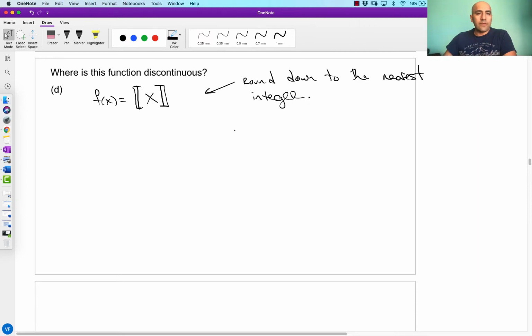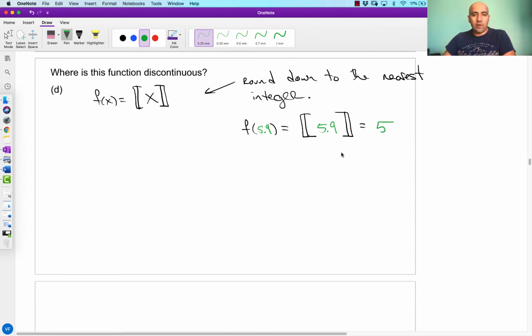So to refresh your memory, this means that, for example, say I had 5.4, the answer after you apply it into this function would just be 5. Right? It rounds it down. But if I had 5.9, the answer would still be 5.